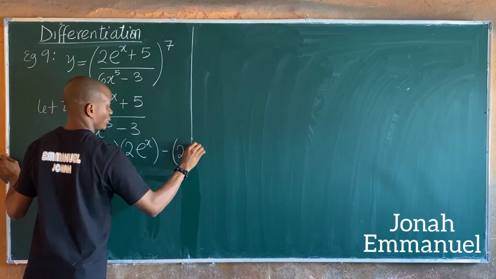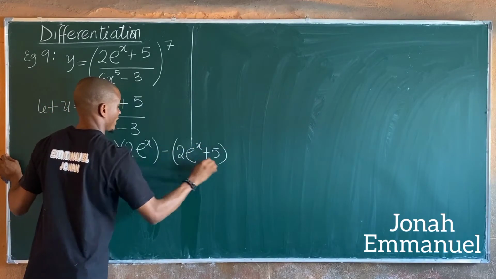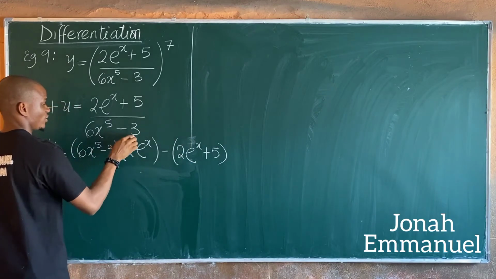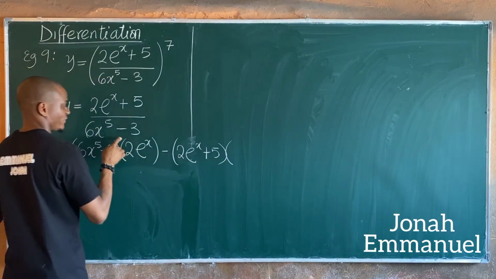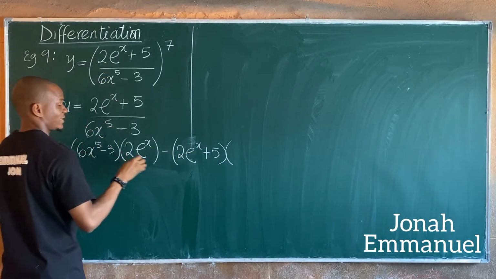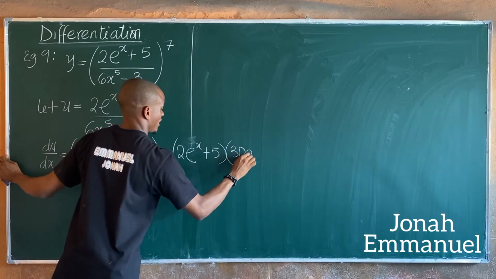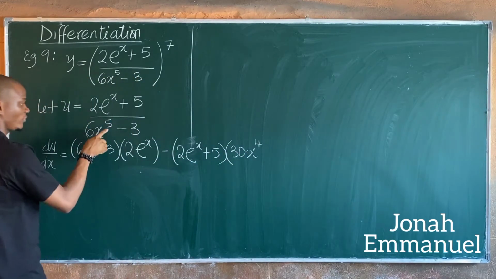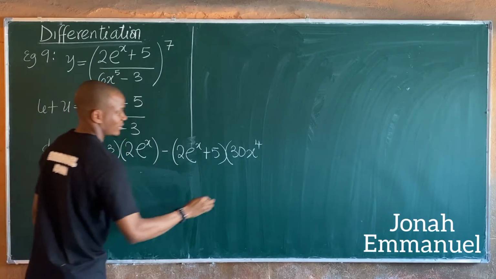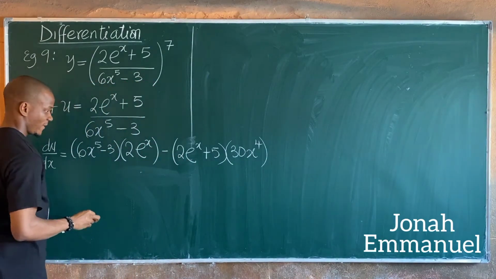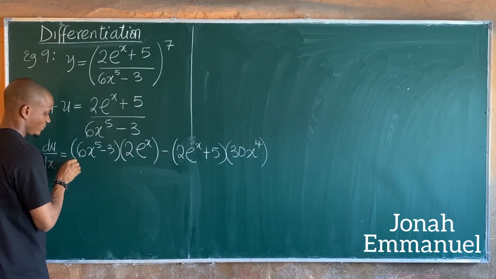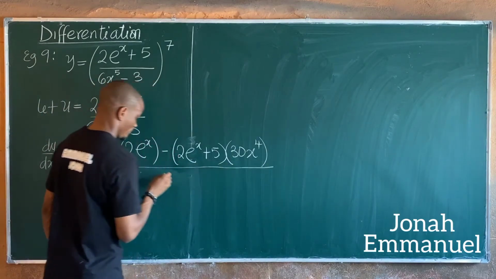2 exponential x plus 5 into differentiate this. If I differentiate this one, you get this, and this gives you 30x to the power 4. 5 minus 1 is 4. Constant is off, so I'm having this case here. This all over.